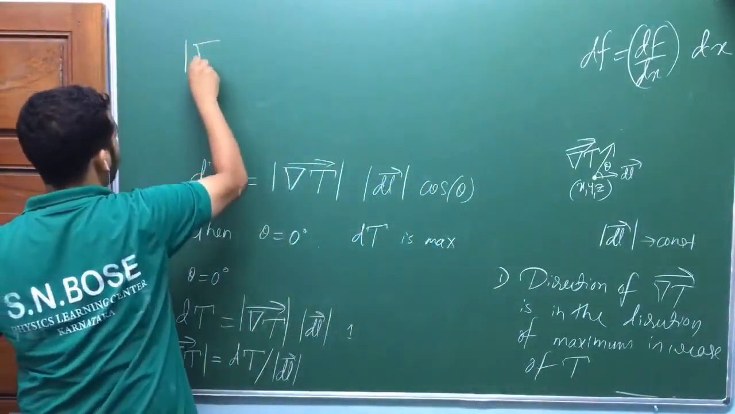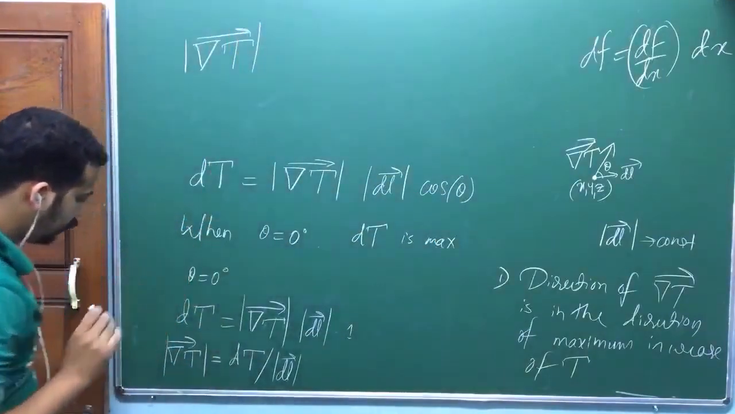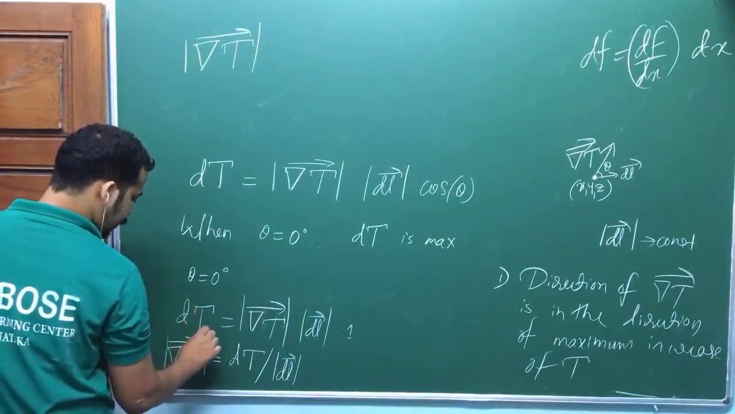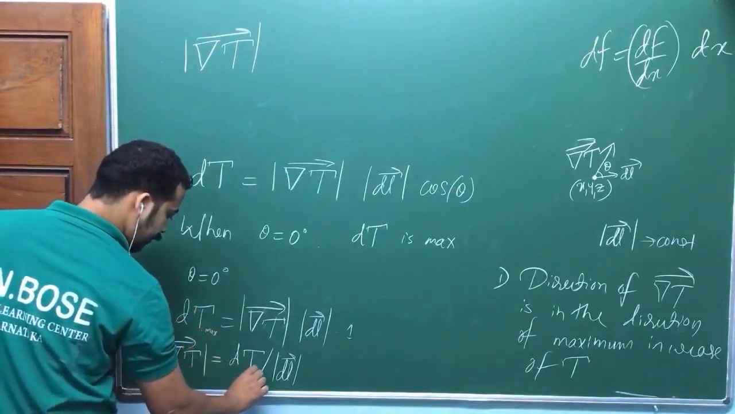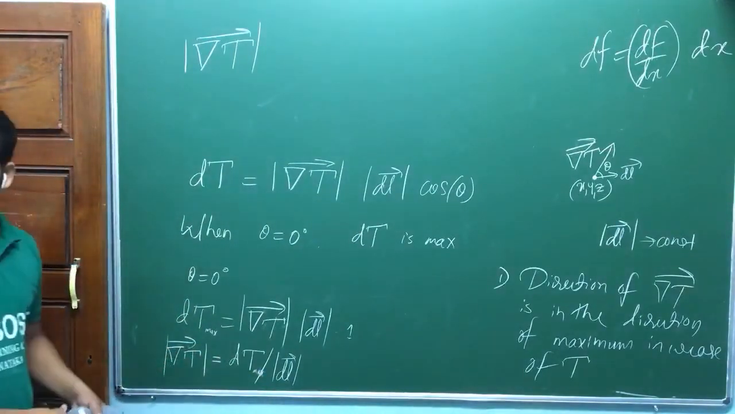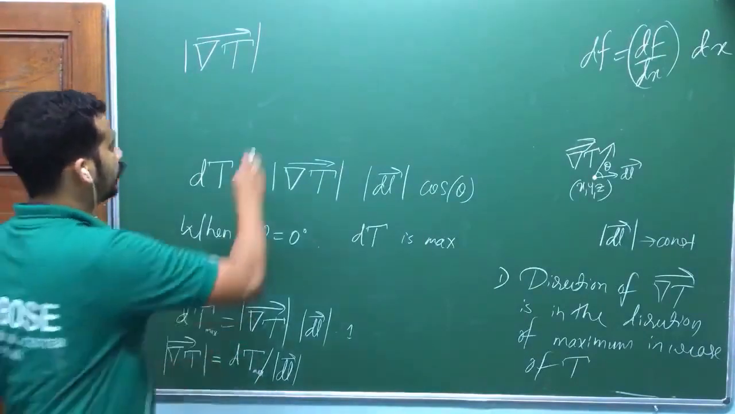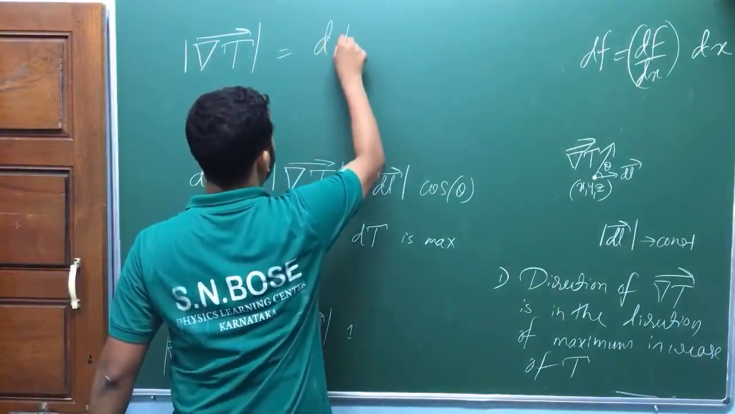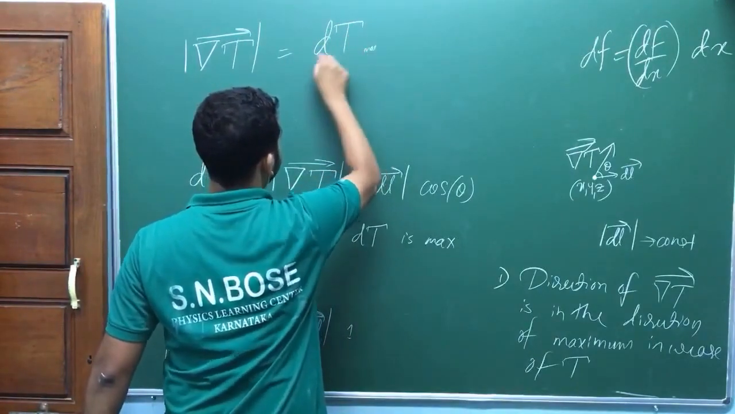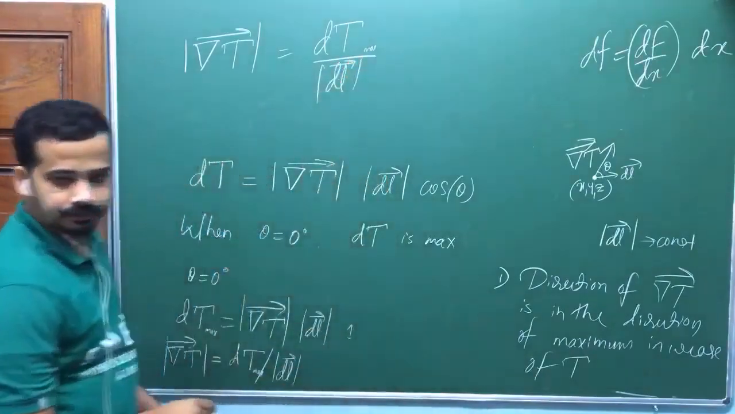Magnitude of this gradient, I better write this dT as dT max actually, okay? Not T max, dT max actually. Change in temperature is maximum, that's the meaning, okay? Not temperature is maximum. That's equal to dT max by mod dl vector, am I right?